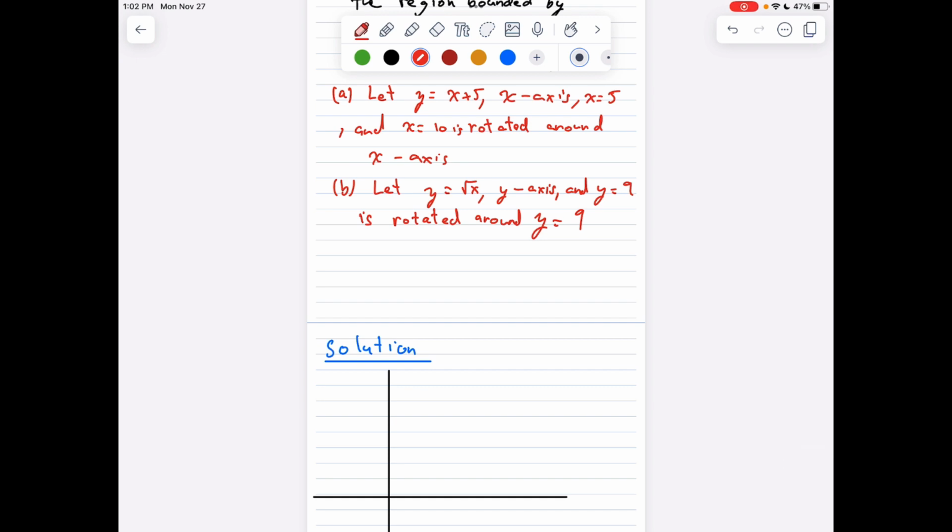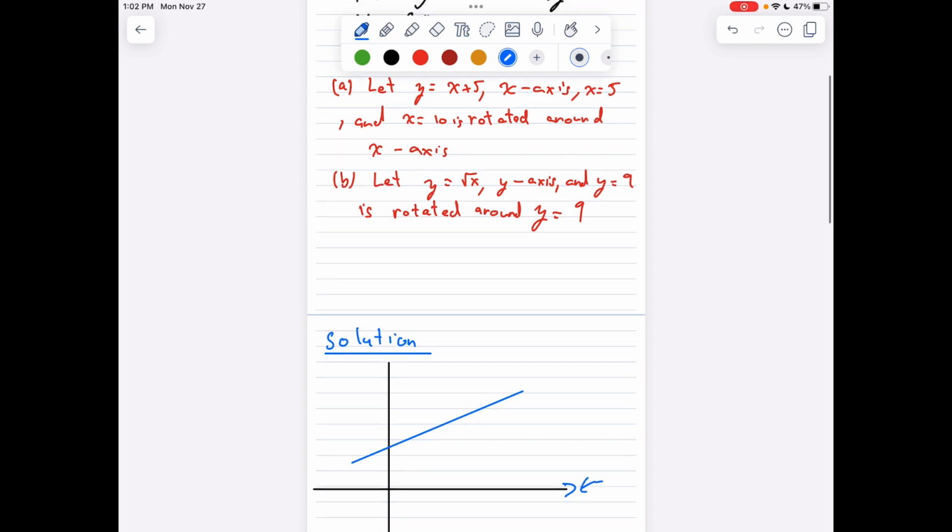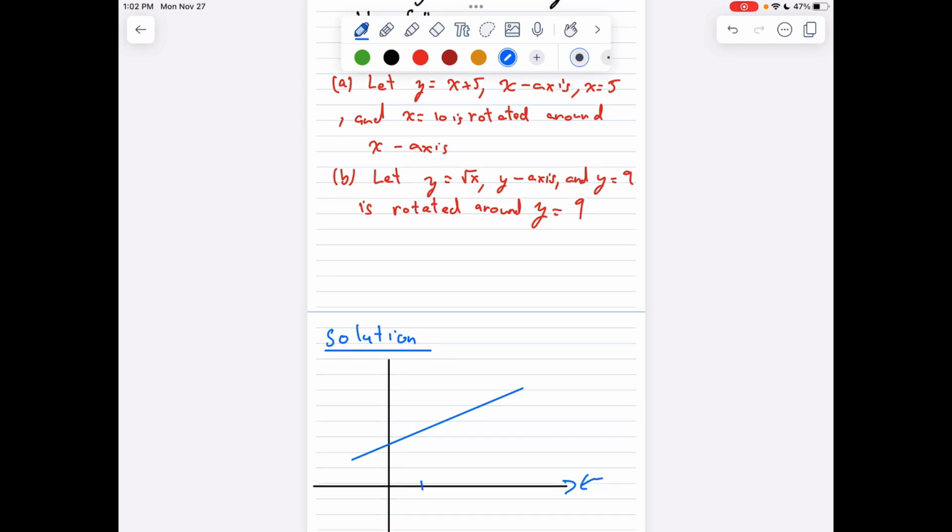So we've got the graph of x plus 5, and here's the thing. You can do a little rough sketch here. It doesn't have to be exact. It'll be a straight line. The x-axis is down here. x equals 5 and x equals 10, so those would be two vertical lines. Okay, so this is the region that we're going to work with right here that's bounded by all these curves.